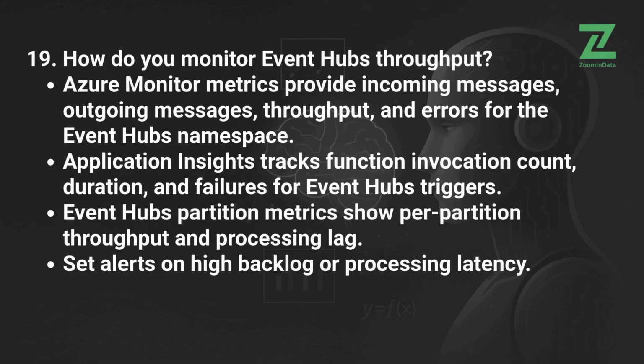19. How do you monitor Event Hub's throughput? Azure Monitor metrics provide incoming messages, outgoing messages, throughput, and errors for the Event Hub's namespace. Application Insights tracks function invocation count, duration, and failures for Event Hub's triggers. Event Hub's partition metrics show per partition throughput and processing lag. Set alerts on high backlog or processing latency.